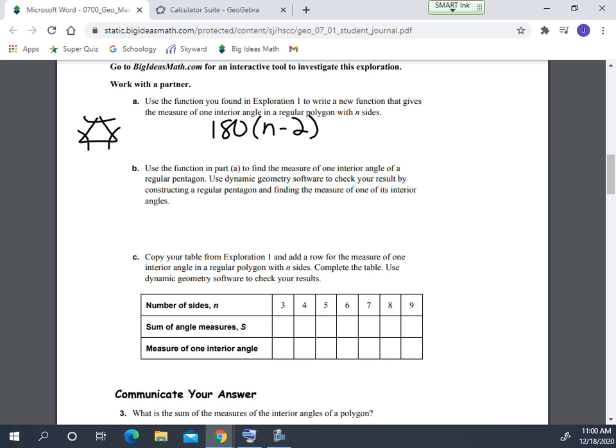Well, what if we have a 4-sided figure? We'd have 180 times (4 minus 2), which equals 360. But how would we find the measure of one angle? We have to divide it by 4, right? So our rule to find the measure of one angle is the same rule, 180 times (n minus 2), but we're dividing by n, where n is the number of sides. Okay?